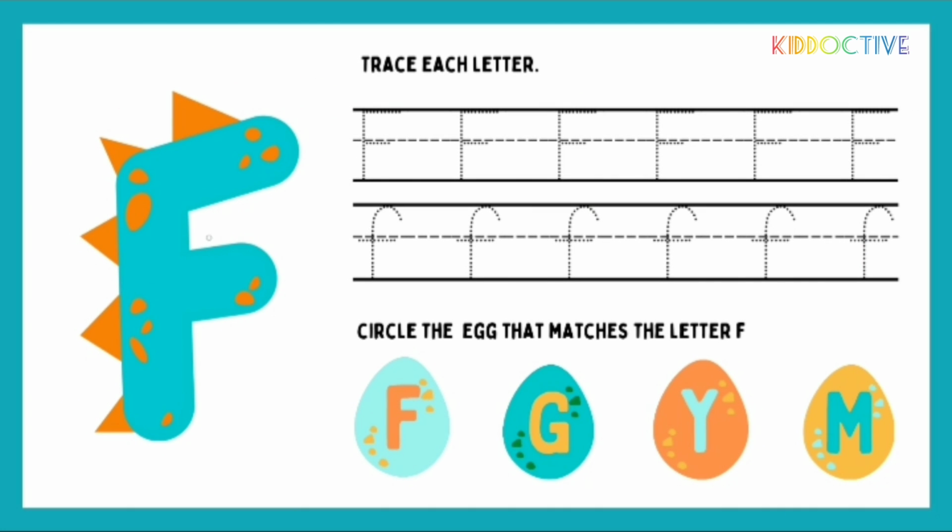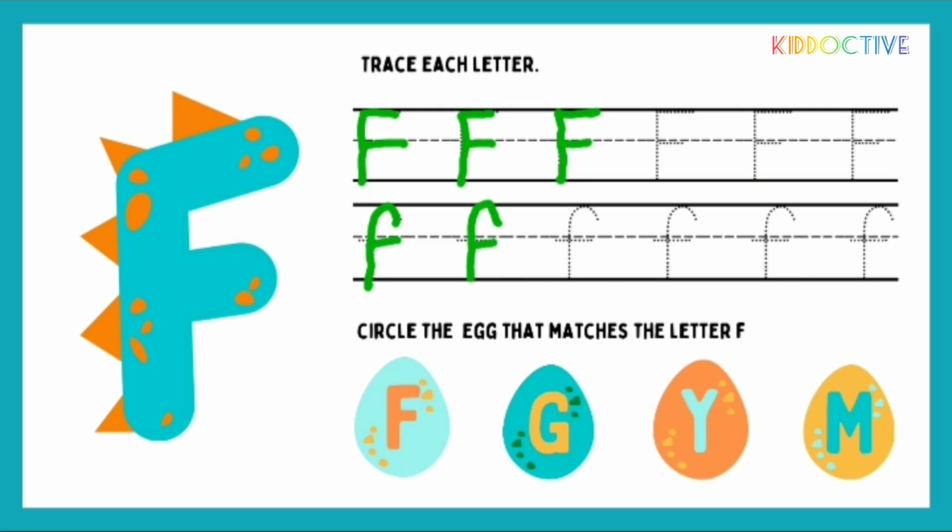Now comes letter F. Letter F looks like this. We are going to trace how we are going to write letter F. Standing line, two sleeping lines. Otherwise you can write like this also. Standing, sleeping lines. Now comes small letter.